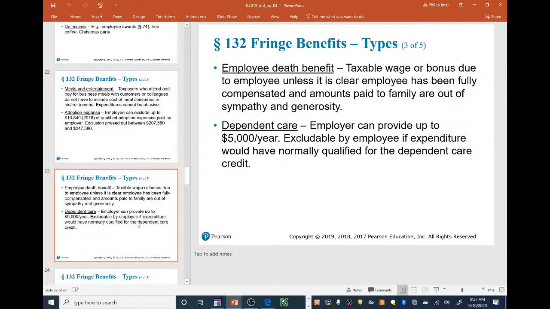Another one, employee death benefit. This is where the taxable wage or bonus due to employee, unless it is clear that the employee has been fully compensated, and amounts paid to family are out of sympathy and generosity. Okay. Dependent care, employer can provide up to $5,000 a year, excludable by employee if the expenditure would have normally qualified for the dependent care credit. Okay.